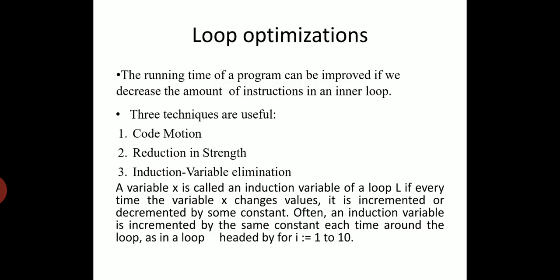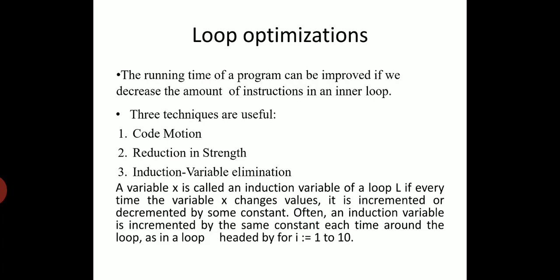This loop optimization can be applied to so many program intermediate statements. Three techniques useful for performing transformation over loops are code motion, reduction in strength, and induction variable elimination. Then what is an induction variable?